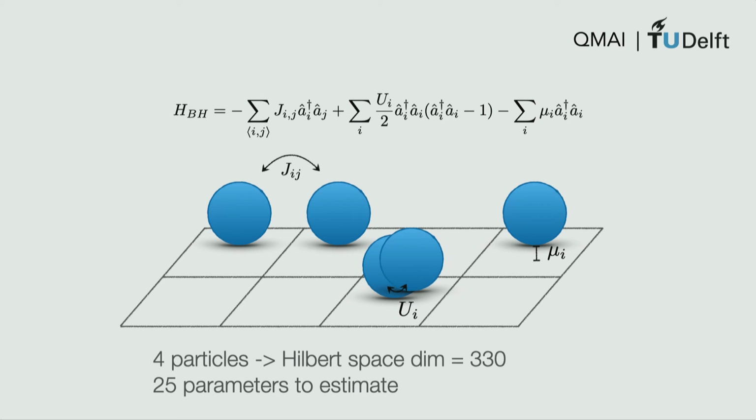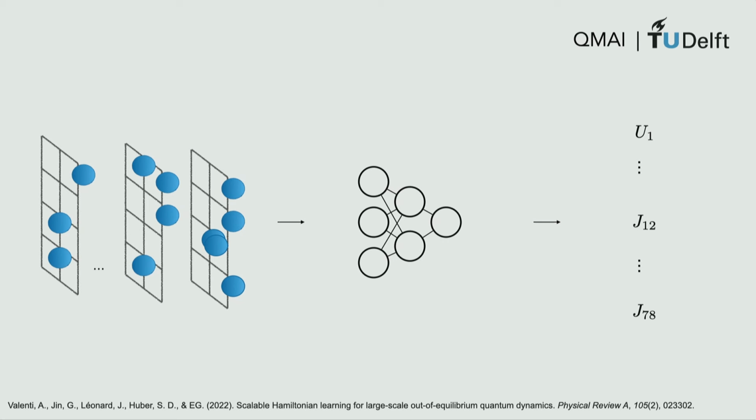So what you would want is this. I did my time evolution. I took my snapshots. Those are these blue configurations here. Then I want to feed it into the neural network, and I want to predict all my U's, J's, and mu's. Actually, from now on, I will just drop the chemical potential, so we just have 2 parameters to think about.